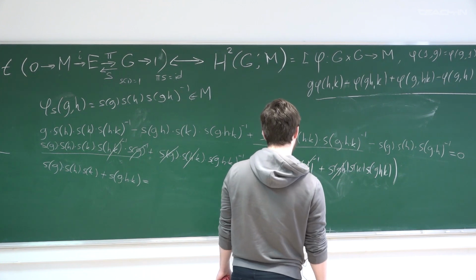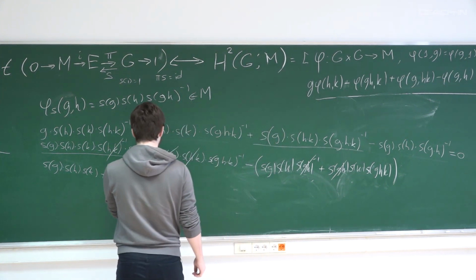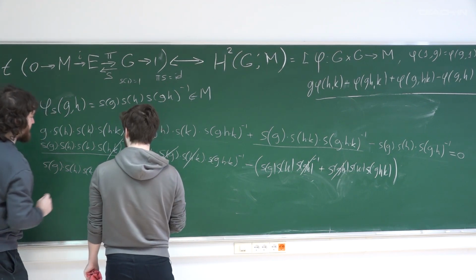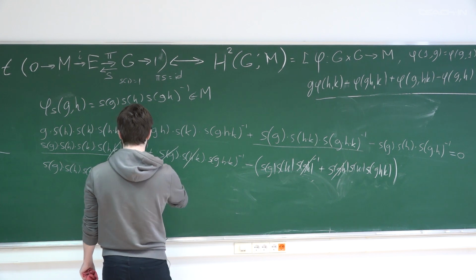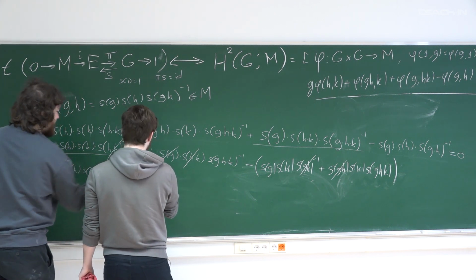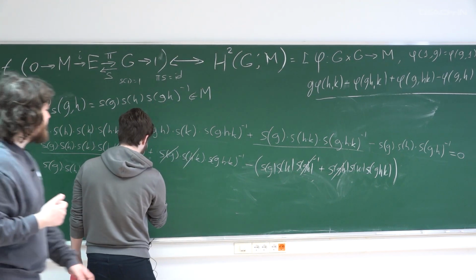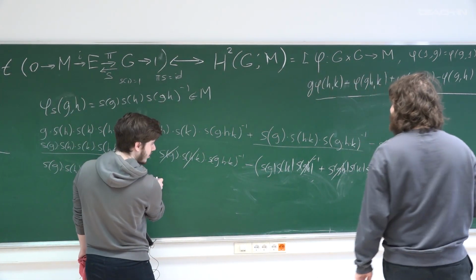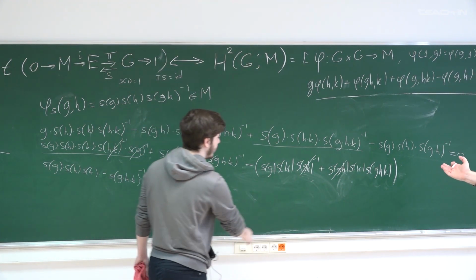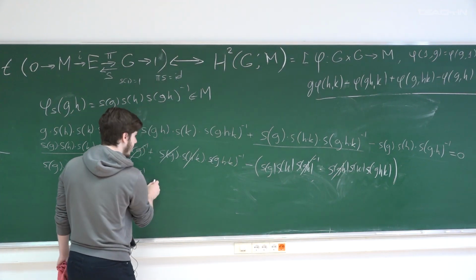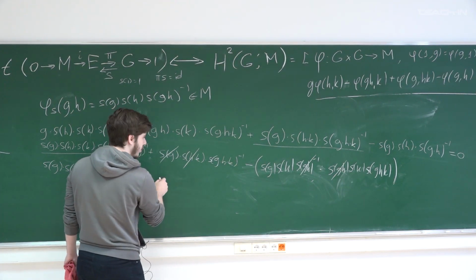I think it makes sense. Just write it down as one word in multiplicative notation. Okay, it's -1 then. Yes, you're right. And then, yes, it's the inverse of this word. And then it also cancels.